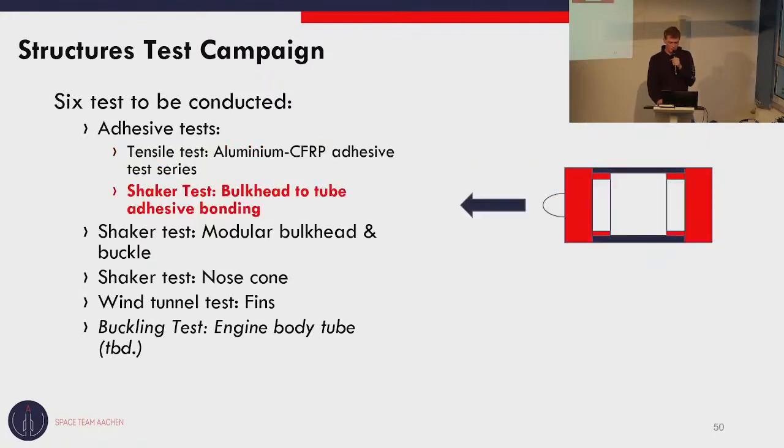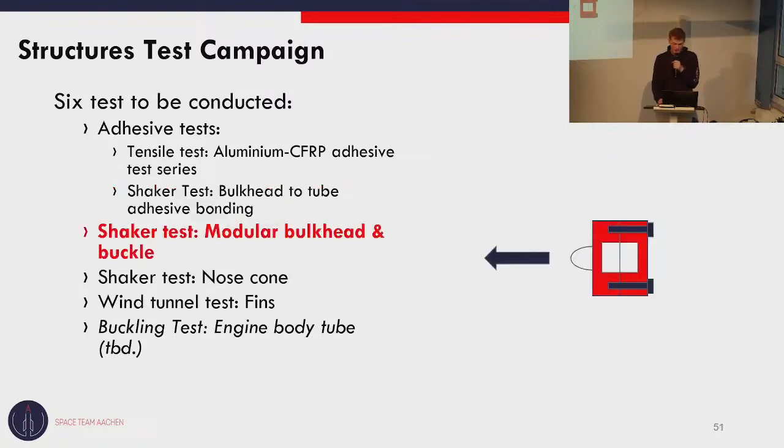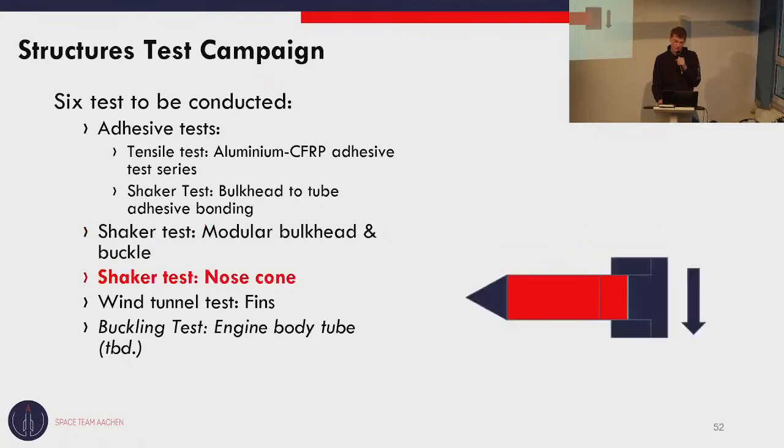Once that is done, we will move on to an entire prototype test of the gluing connection of the bulkheads to the tubes. That will be with a shaker test. We also have another shaker test planned, which will test the modular bulkhead. So basically the threaded rods that you can see right here, and also the buckle. Lastly, we'll do another shaker test, which will be of the nose cone.